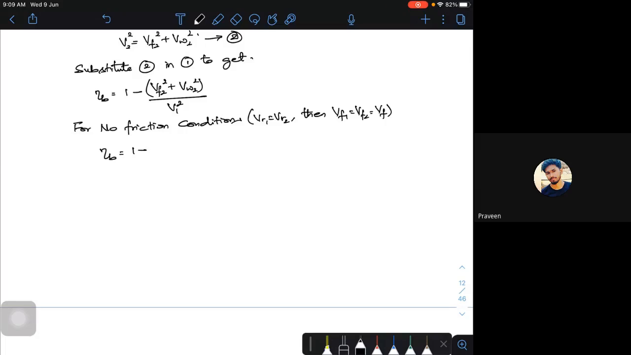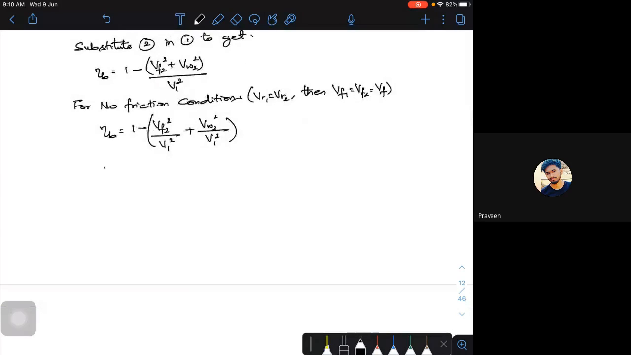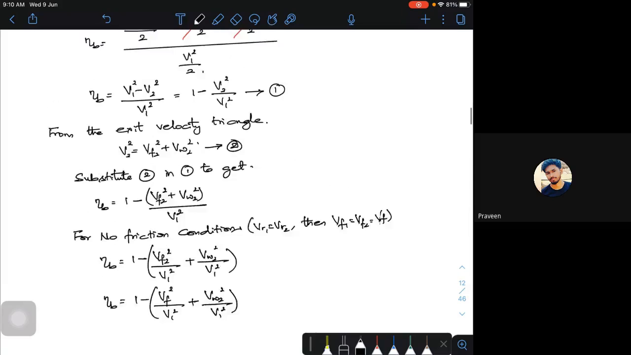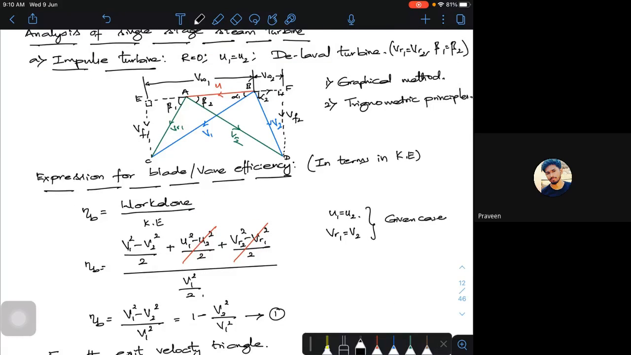I can write this equation as 1 minus Vf2 square by V1 square plus Vw2 square by V1 square. Your Vf2 square is equal to Vf1, or simply Vf. So blade efficiency is equal to 1 minus Vf square by V1 square plus Vw2 square by V1 square.